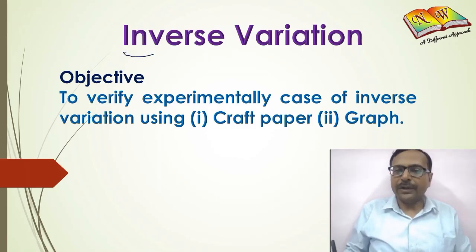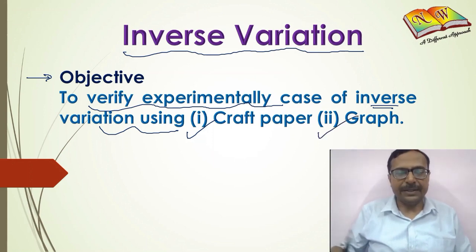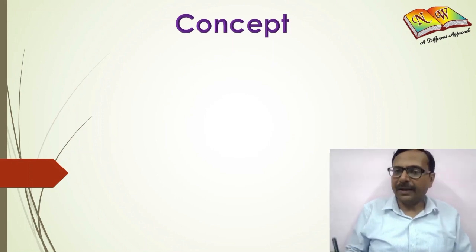This is the activity on inverse variation. The objective of this activity is to verify experimentally inverse variation using two different modes, one using craft paper and the second one graphically. Let's understand the concept in hand now.